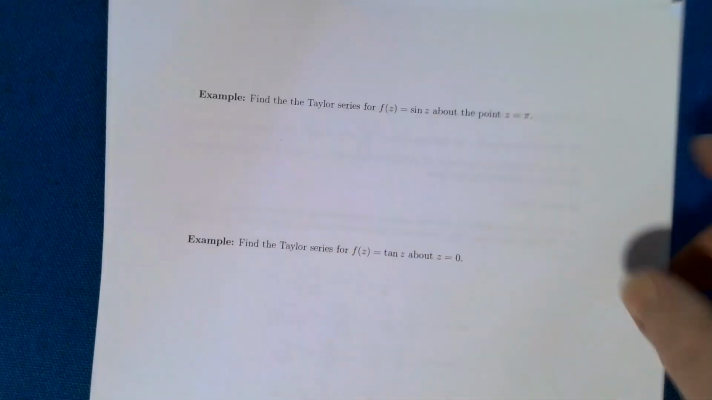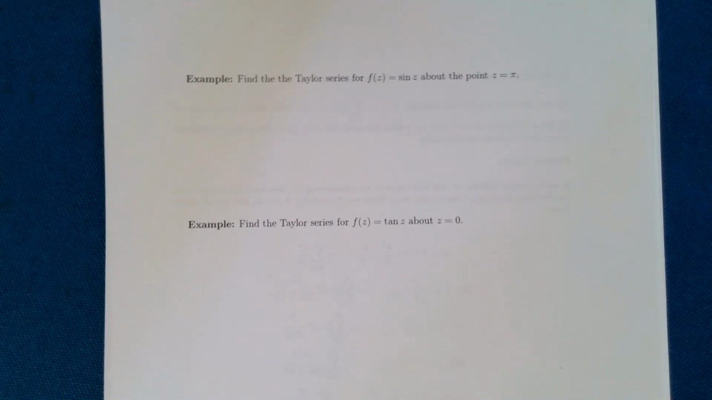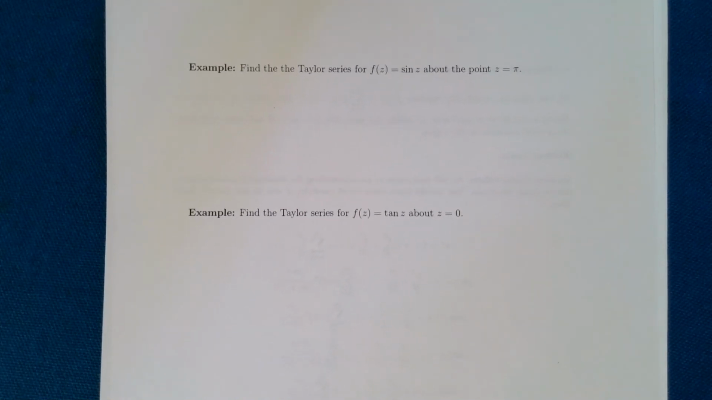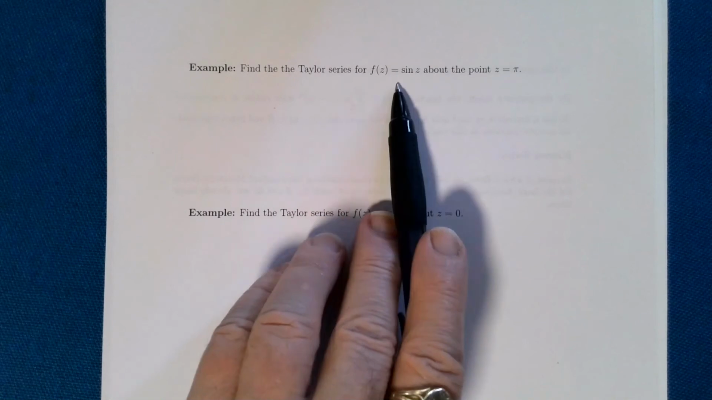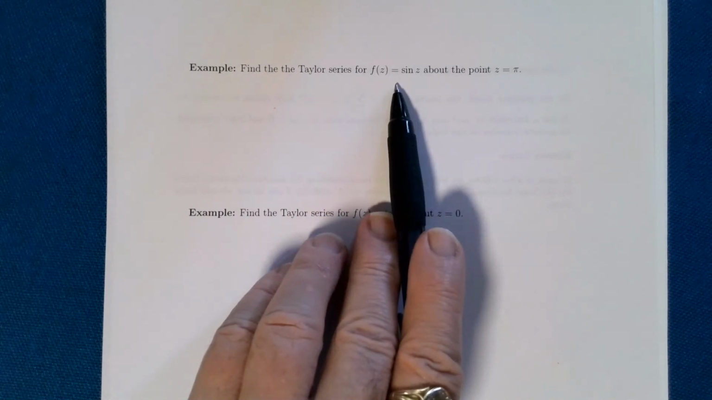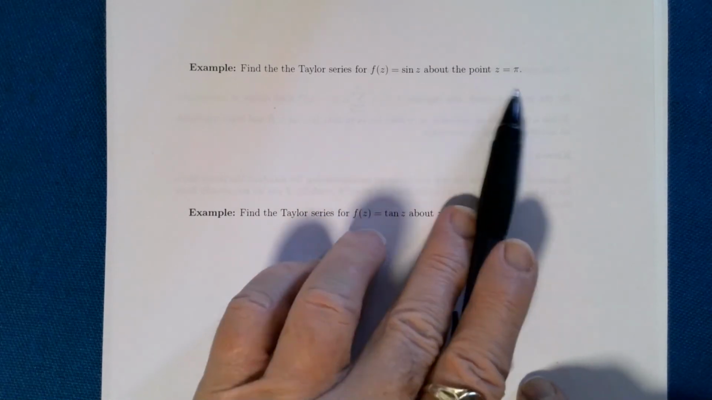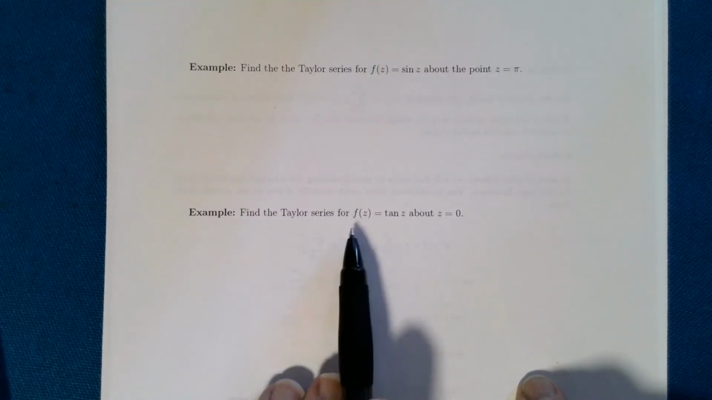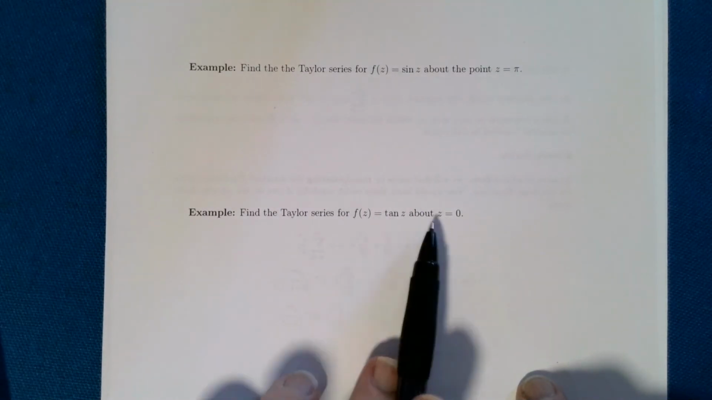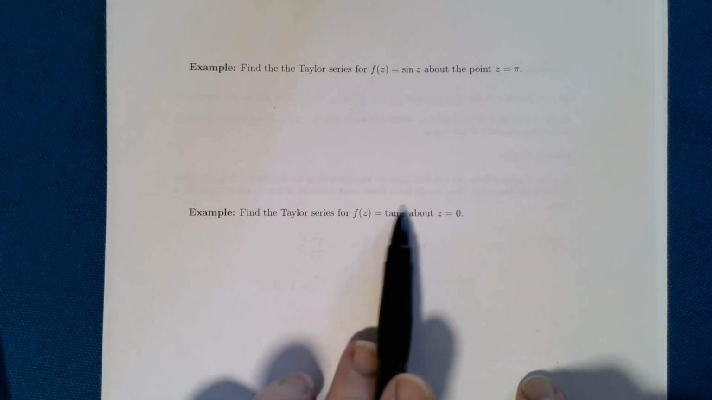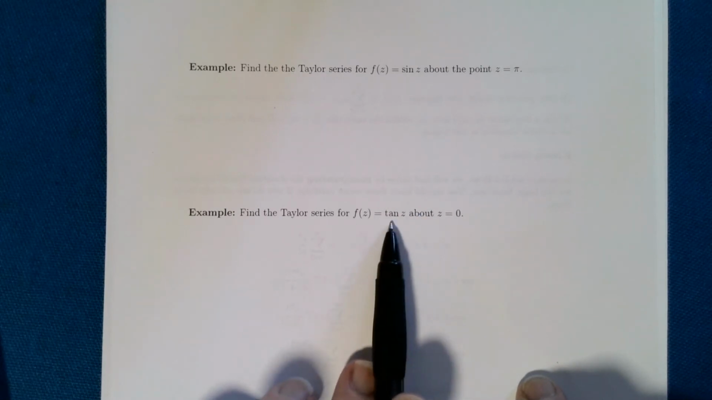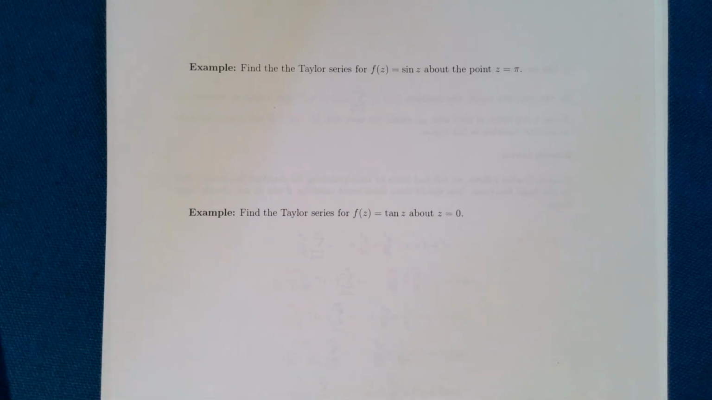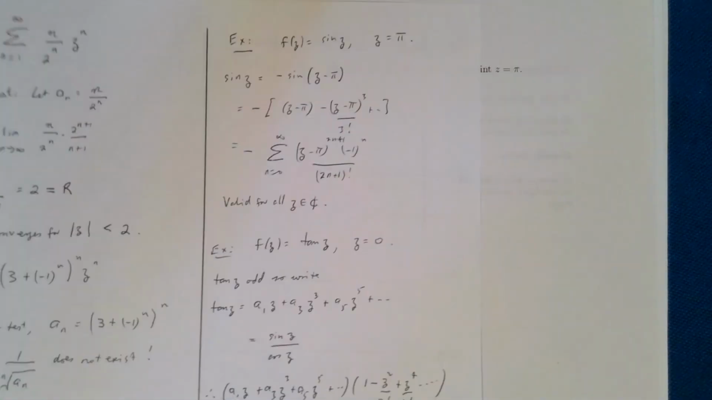Now, just to do a little bit of manipulation with these things, we'll find some Taylor series about other points. So I want to find the Taylor series for sine z about the point z equals pi. And then we're going to find the Taylor series for tan z about z equals 0. This one is not so easy; the patterns are there, but they're very complicated, as we'll see. So here's the worked solution for this.